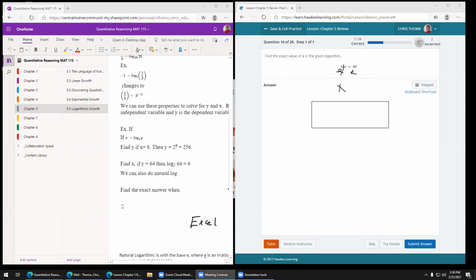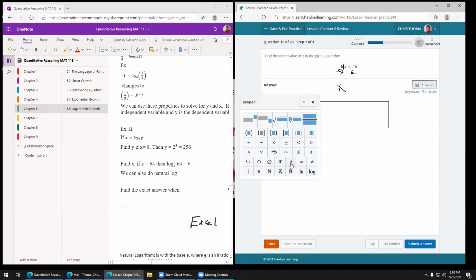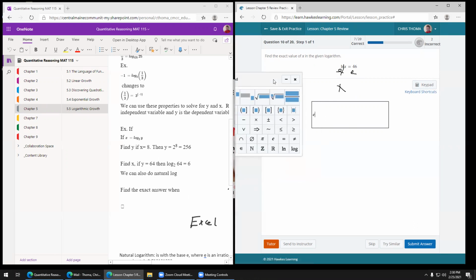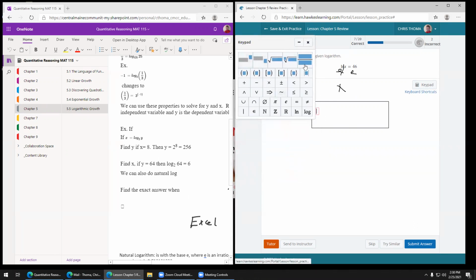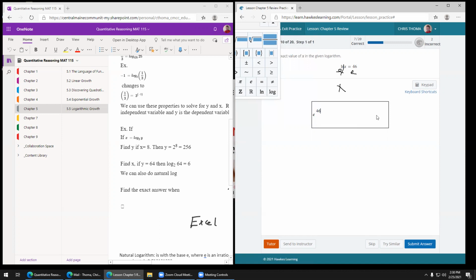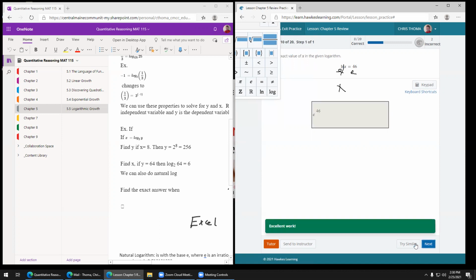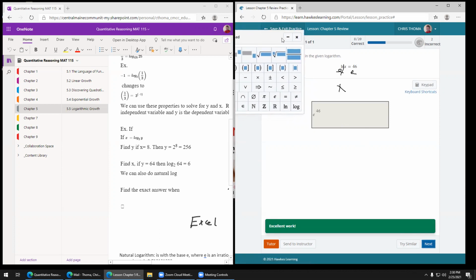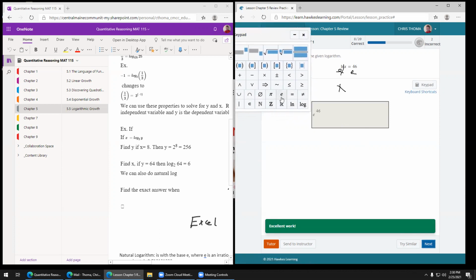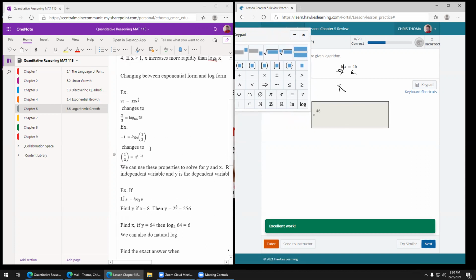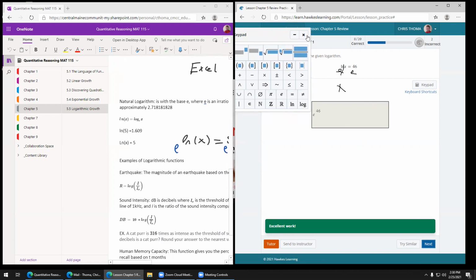No, I think they actually said the exact, so I don't want you to round. So you are literally going to use the keypad. You're going to put in e, raised to the 46 power. There you go. So you don't have to find e. So this is good. I'm happy I did this one. Make sure that you put in the e. There's the exponential, and it's always a power. E power is what we show here in the work.